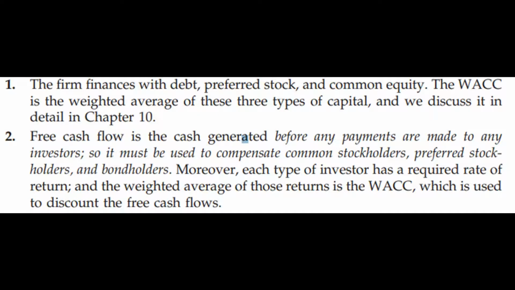Number 1, the firm finances with debt, preferred stock, and common equity. The WACC is the weighted average of these 3 types of capital, and we discuss it in detail in chapter 10. Number 2, free cash flow is the cash generated before any payments are made to any investors, so it must be used to compensate common stockholders, preferred stockholders, and bondholders. Moreover, each type of investor has a required rate of return, and the weighted average of those returns is the WACC, which is used to discount the free cash flows.